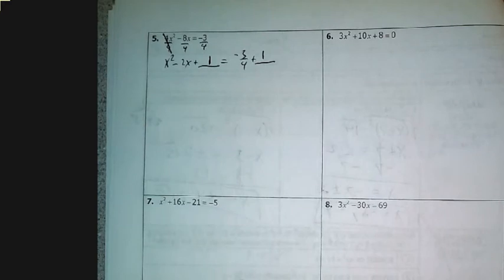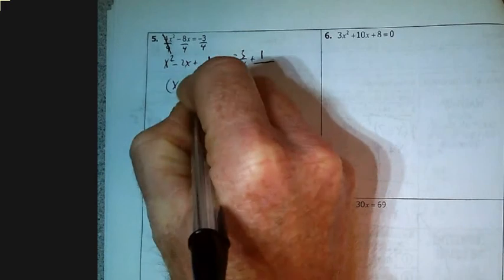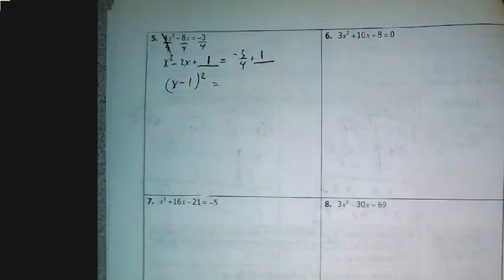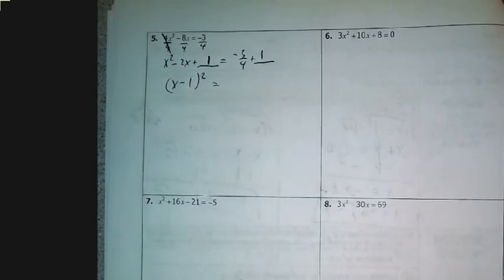All right? So, at this point, x minus 1 squared equals negative 3/4 plus 1. Alright, so what is negative 3/4 plus 1? It's like saying negative 3/4 plus 4/4. So that would be 4 minus 3, which is 1/4.